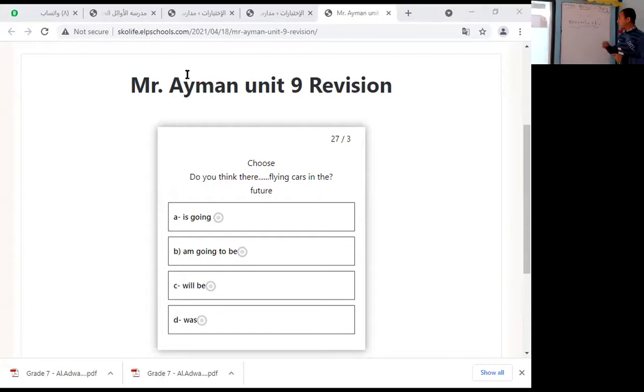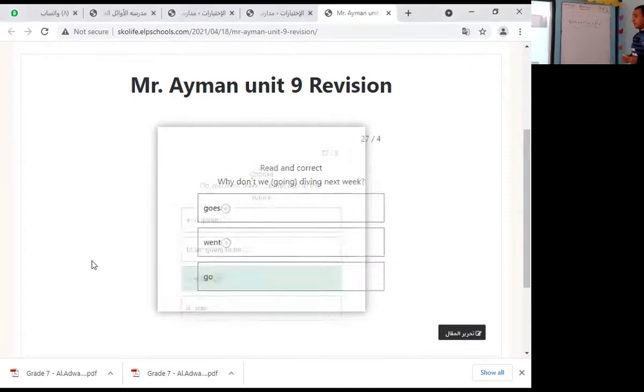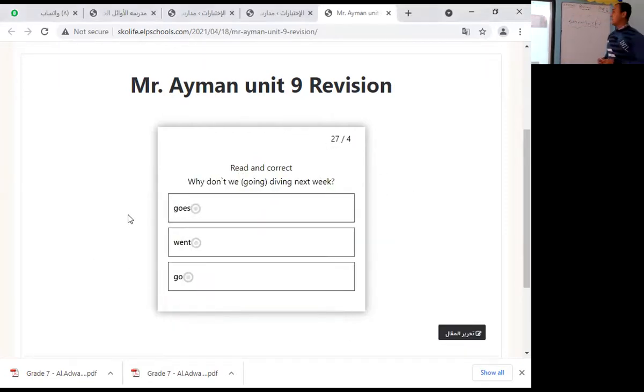Also we use subject plus will and infinitive when we are talking about predictions in the future without evidence. Okay, I think it will rain tomorrow. I think the weather will be nice tomorrow. In this sentence, do you think there is going, I'm going to be, will be, or was? Yes, the answer is C. There will be.